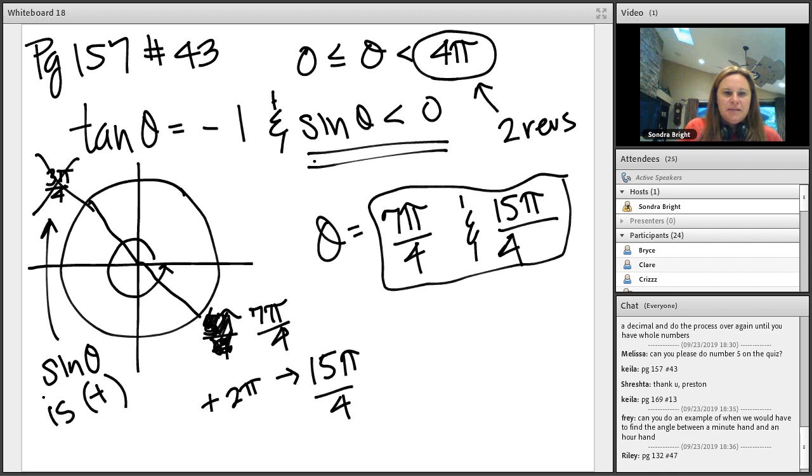Sorry about that. Yeah. So, okay. Was that 157 over 43? Okay. Page 169, number 13.